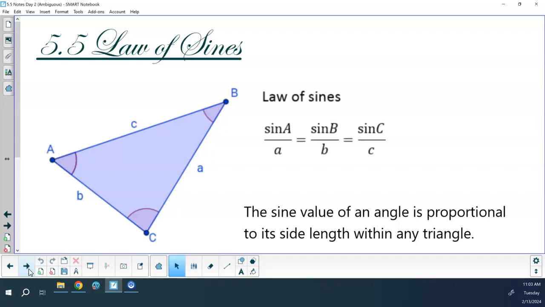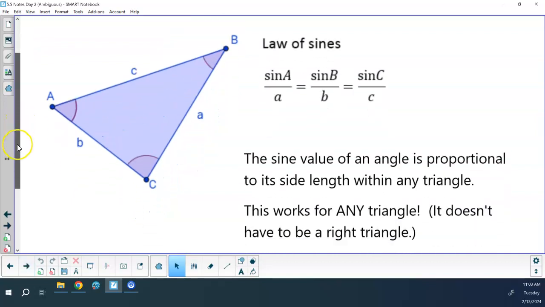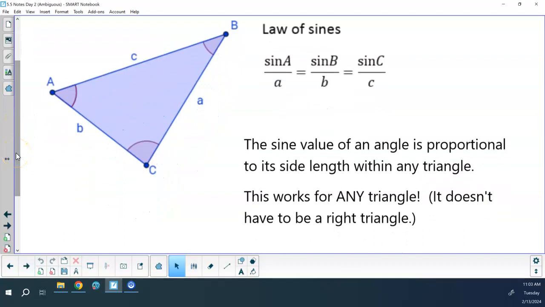Now, this works on any triangle. That's why we have to learn this, because not everything in life is going to be a right triangle. So when we have non-right triangles, we need a way to solve them, to find things out of them. This law of sines, coupled with the law of cosines later on this week, allows us to do that.